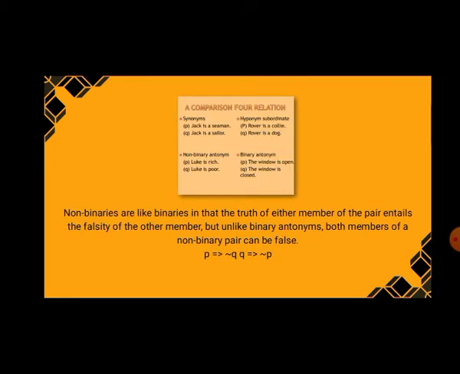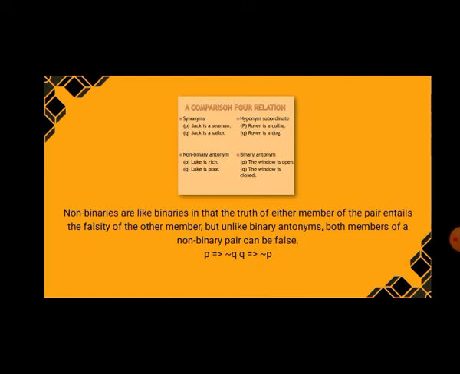Non-binaries, in a way, are like binaries in that if one is true, then the other is false. But different from binary antonyms, both propositions of non-binaries can be false. As we can see, the truth values are more or less the same as binary antonyms. If the proposition P, Luke is rich, is true, then Luke is poor is false. And if Luke is poor is true, then Luke is rich is false. But as stated earlier, both statements can be false.